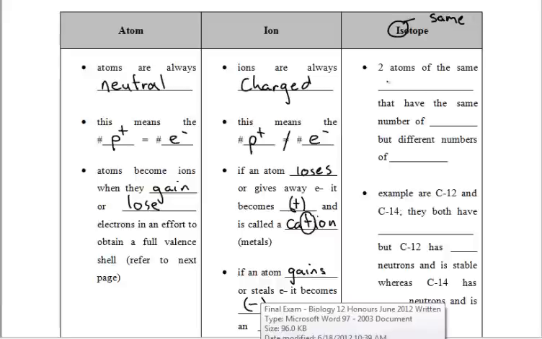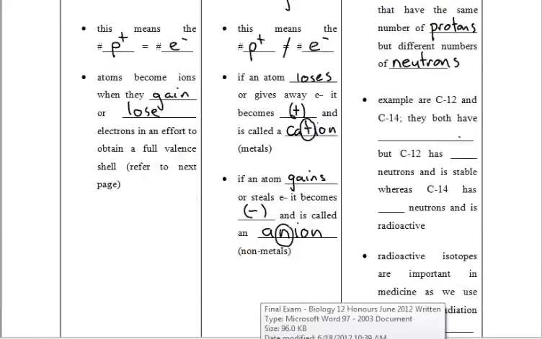Isotopes are two atoms of the same element, but there must be a difference to them. So they have the same number of protons, but a different number of neutrons. Common examples of isotopes are carbon-12 and carbon-14.